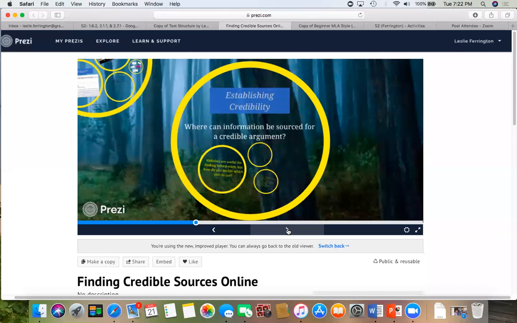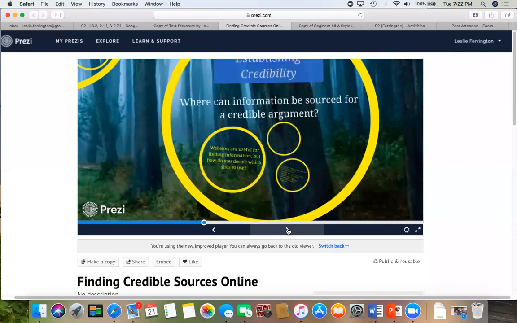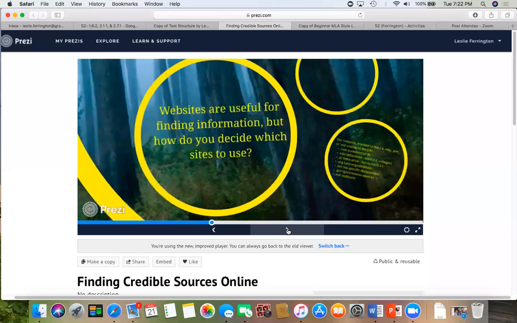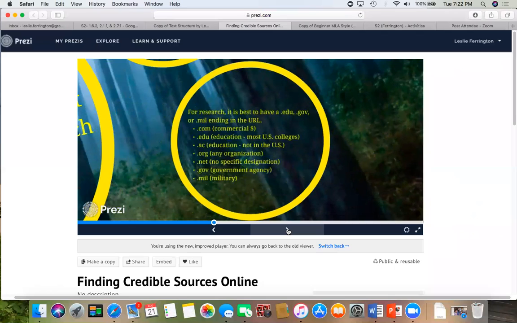So where can information be sourced for a credible argument? Websites are useful for finding information, but how do you decide which sites to use? For research, it's best to have an .edu, .gov, or .mil ending in the URL. This is showing you all the different URLs that you find generally, like the most common ones. .com is commercial, which means that someone's trying to make money. .org is really any organization. And then .net is there's no specific designation.